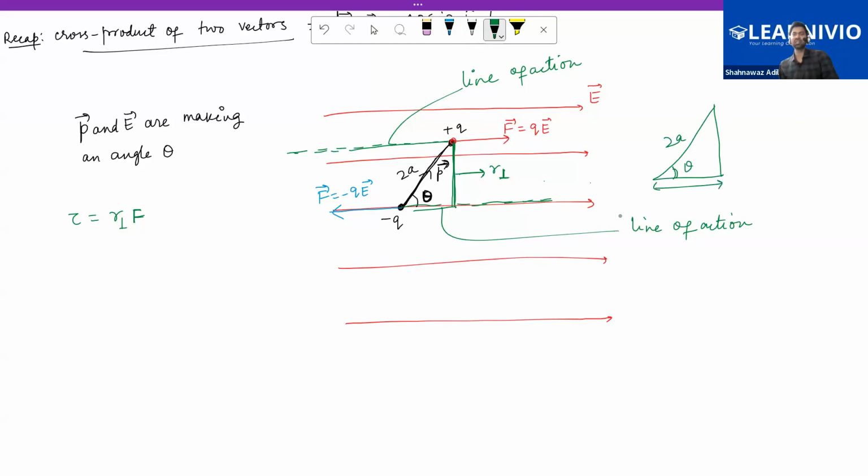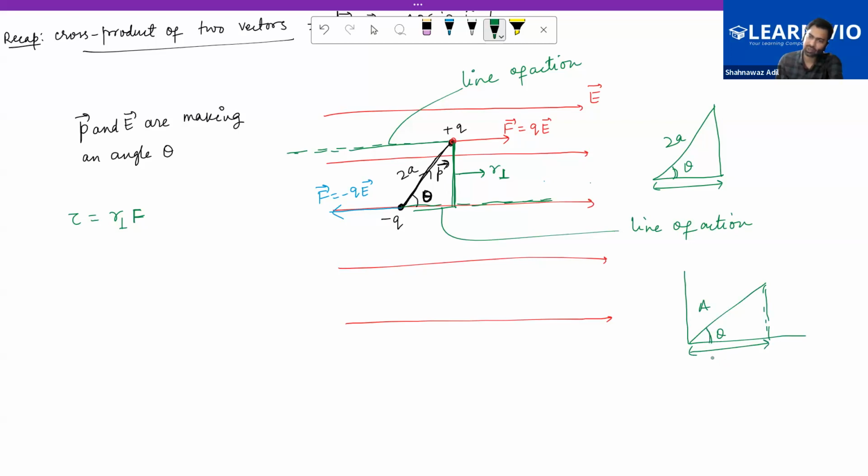Which is making the angle theta. What would be this component? Okay, let's say you have this thing which is A. This is making an angle theta. So what is this component?